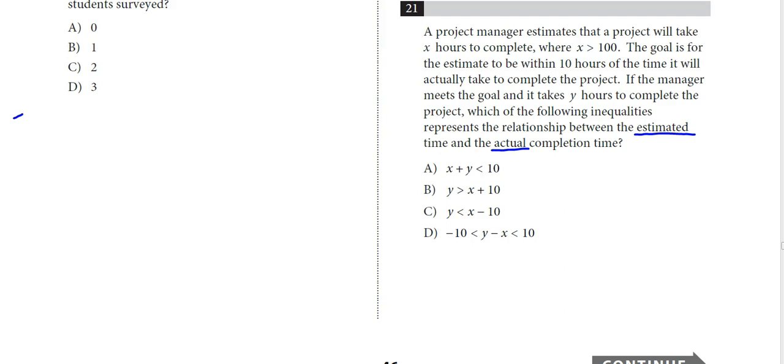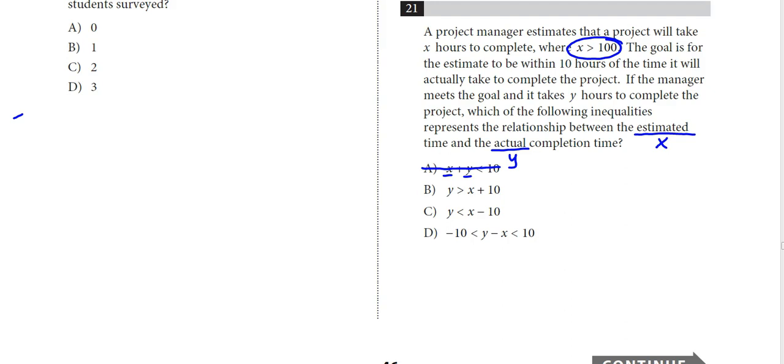So the estimated time is X and the actual time is Y, according to up above. So what's the relationship between those two? Well, first of all, they said X had to be greater than 100. So X is a number like 101, 102. So I don't see any way that when you add up how long the estimate was plus the actual, it can be less than 10. So that one's just completely out of there.